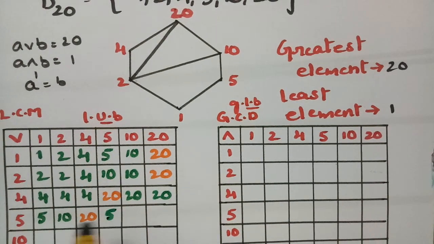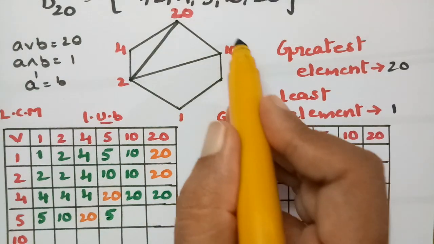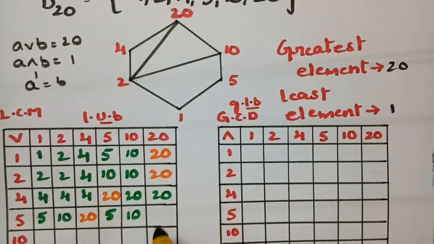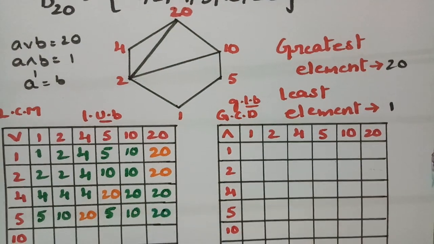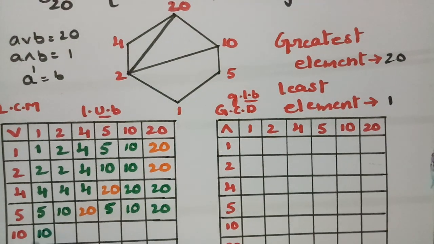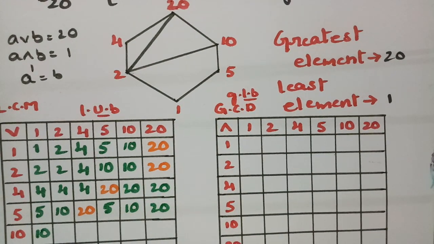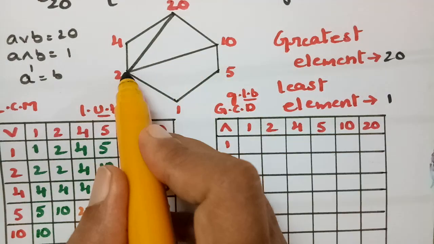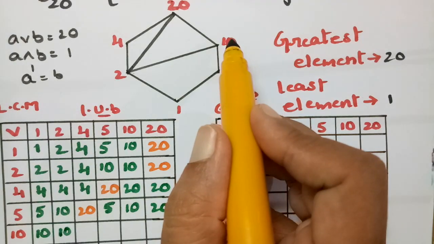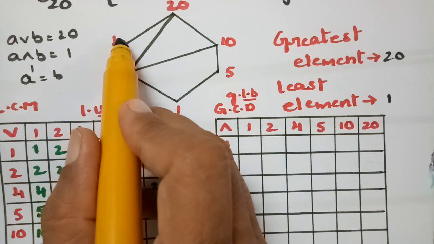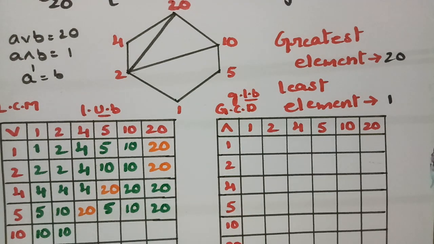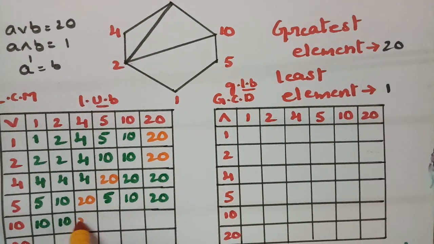And next one, among 5 and 5, 5 is an upper bound. Among 5 and 10, 10 is an upper bound. And among 5 and 20, 20 is the upper bound. And next, 10 and 1. So this is 10 and 1. 10 is the upper bound. Among 10 and 2, 10 is an upper bound. And among 10 and 4, see here the upper bound here is 20. So this is 20.